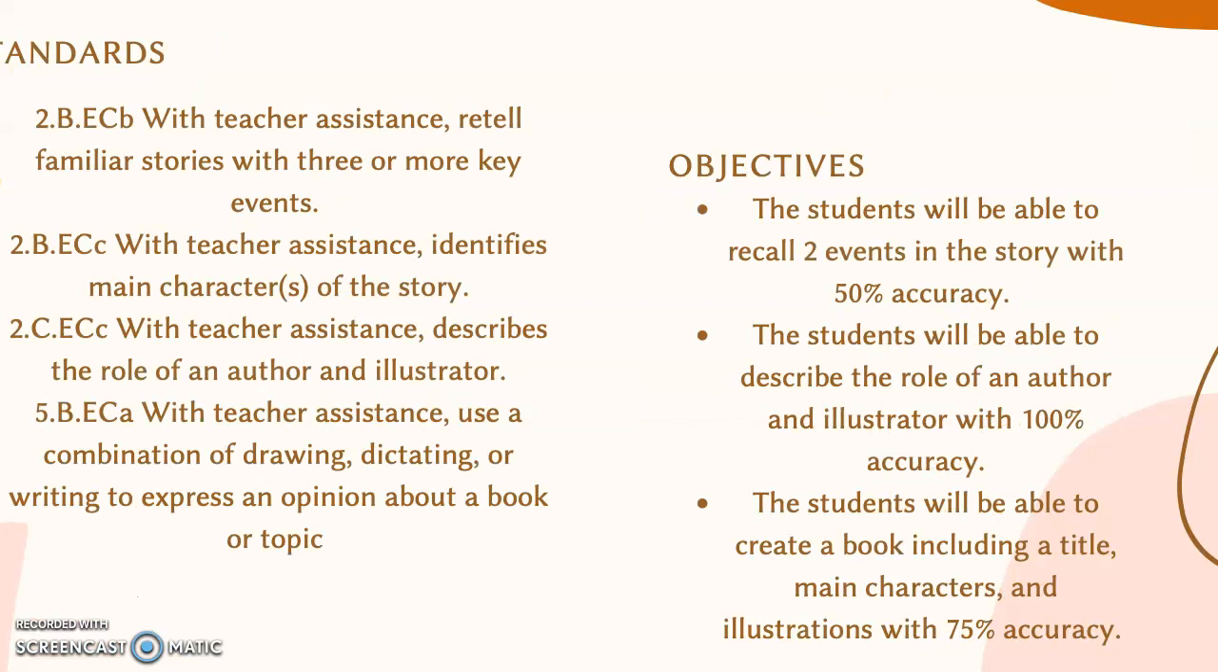The objectives of my unit plan are: the students will be able to recall 2 events in the story with 50% accuracy. The students will be able to describe the role of the author and the illustrator with 100% accuracy. And the students will be able to create a book including a title, main characters, and illustrations with 75% accuracy.